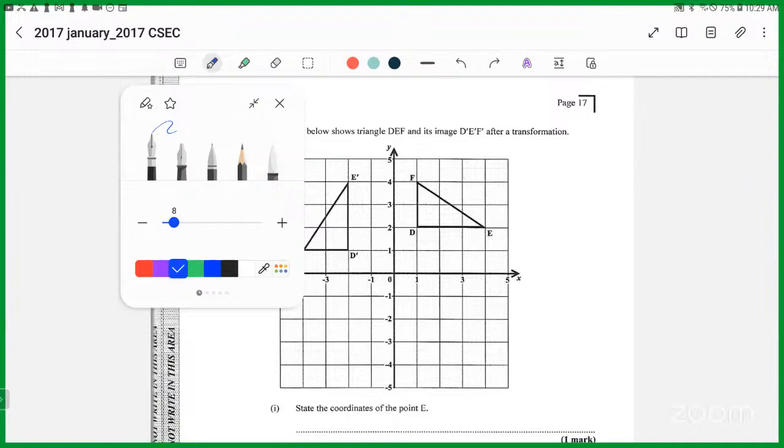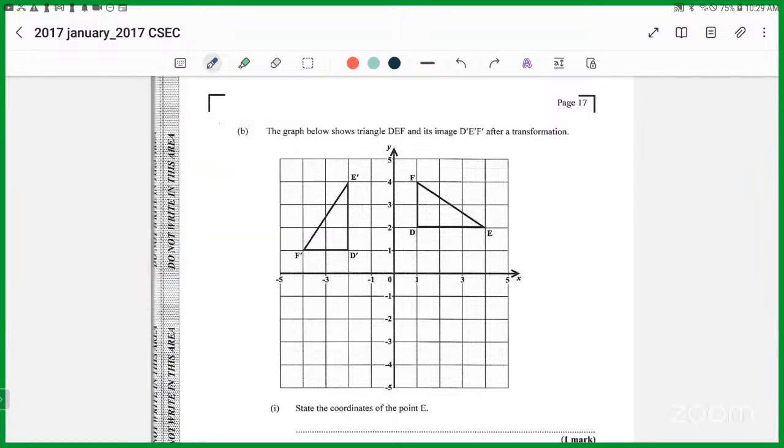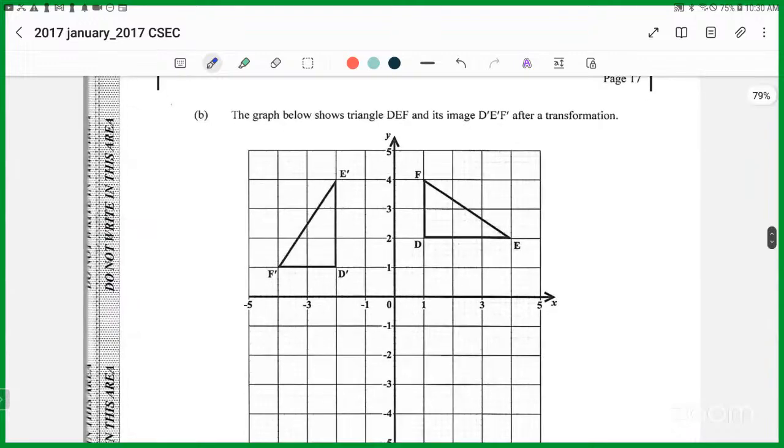All right. So it says the graph below shows triangle DEF and D prime, E prime, F prime after a transformation. So this is the image, this is the object. All right. Now they're going to want us to describe it. So might as well just figure out what transformation it is from now on.